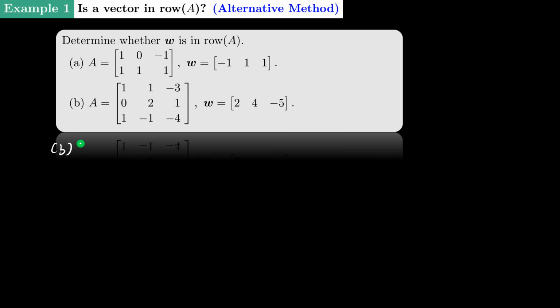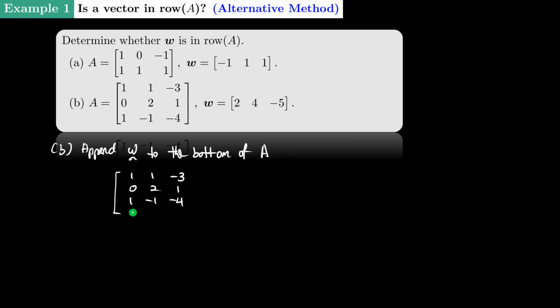For part B, we use the same method. We append W to the bottom of matrix A. So therefore, we consider this matrix with 4 rows: 1, 1, minus 3, 0, 2, 1, 1, minus 1, minus 4, and 2, 4, minus 5. First operation, because this is a pivot, so we have to get rid of this number here and this number here.